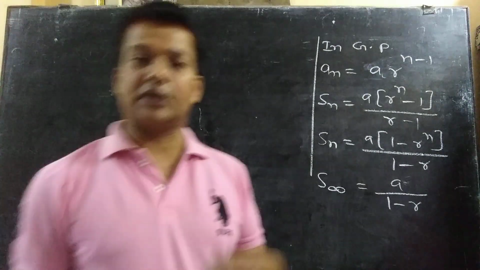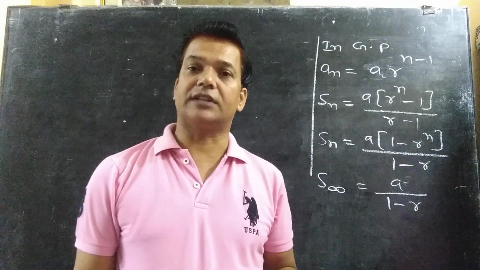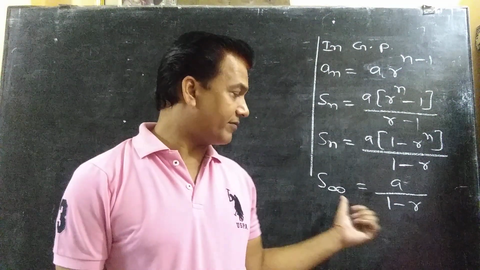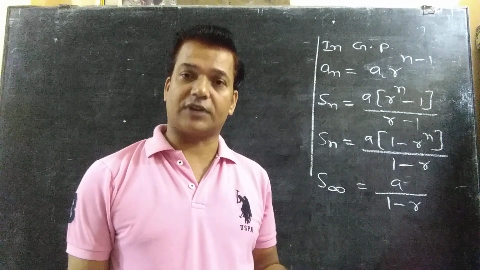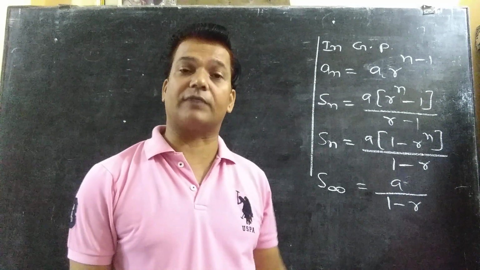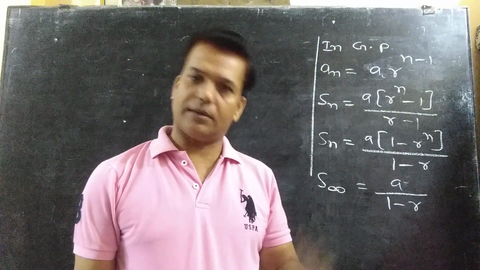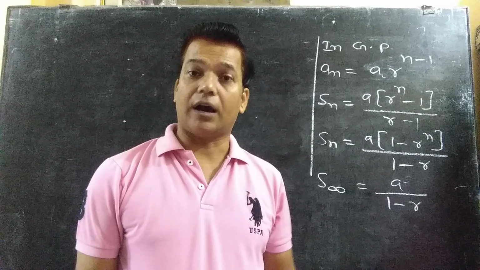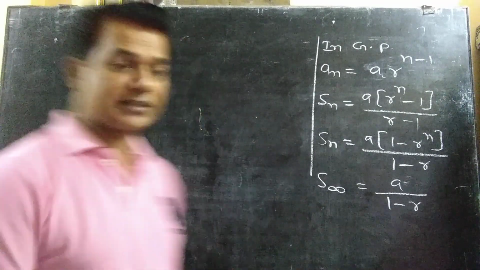If the number of terms in that geometrical progression is infinite, in that case the sum is given by a upon 1 minus r. ये हमने कल पढ़ लिए. अब इन पर बेस्ड प्रॉब्लम्स डिस्कस करने जा रहे हैं.